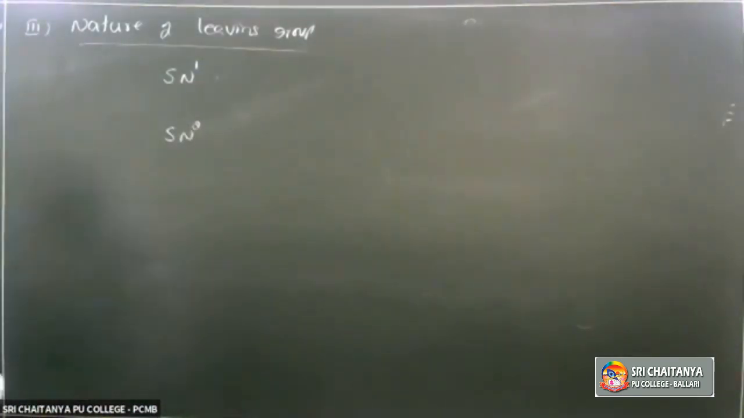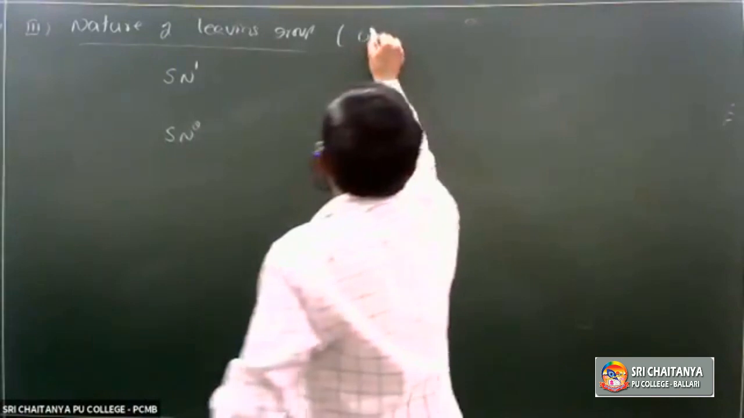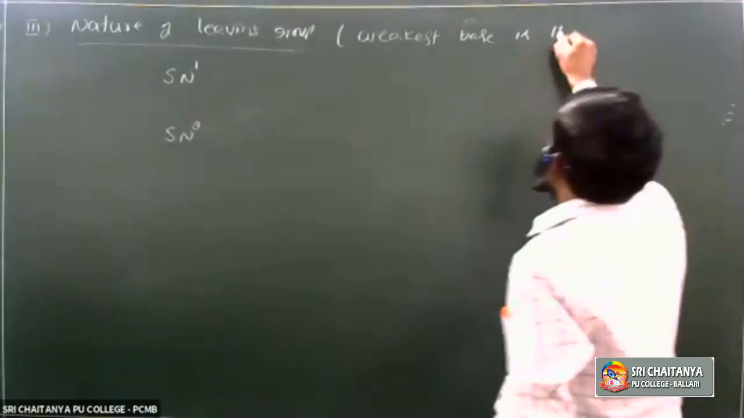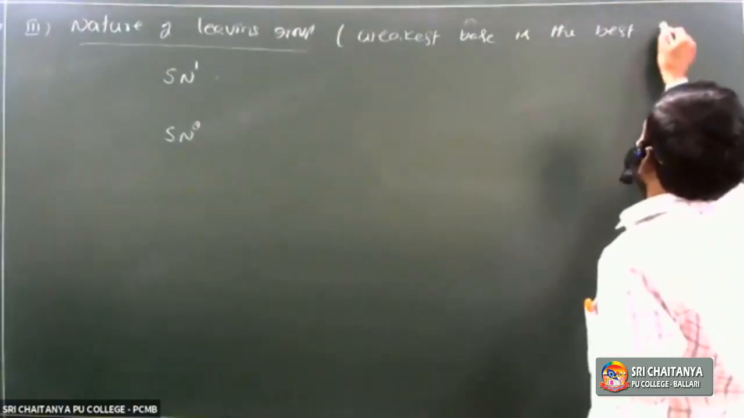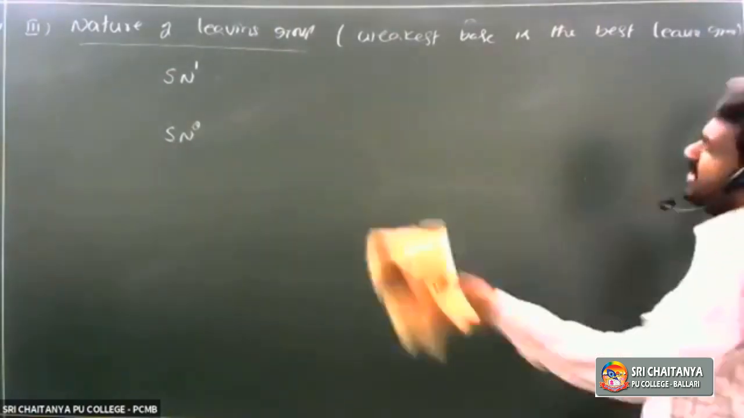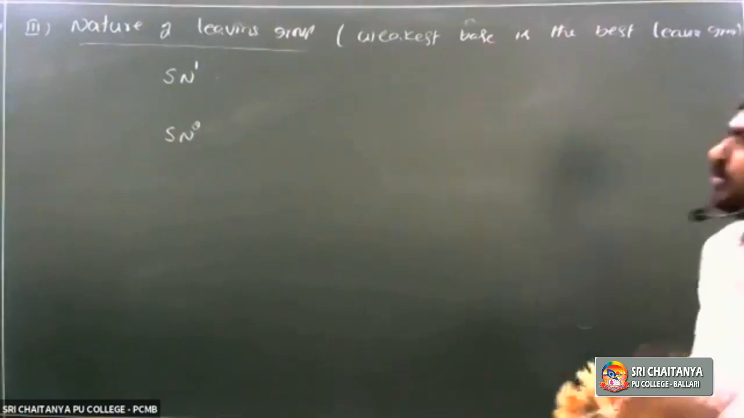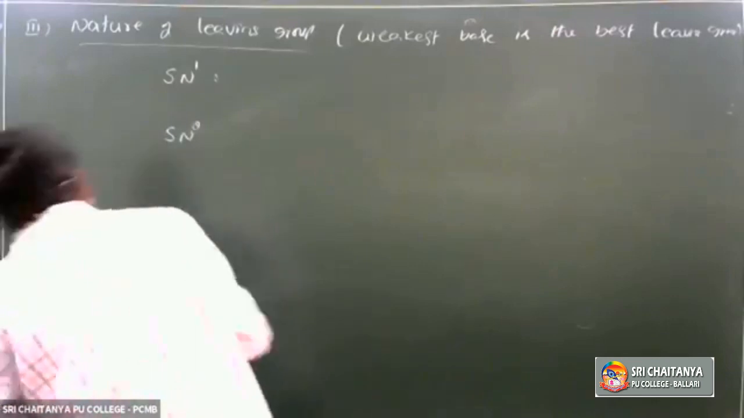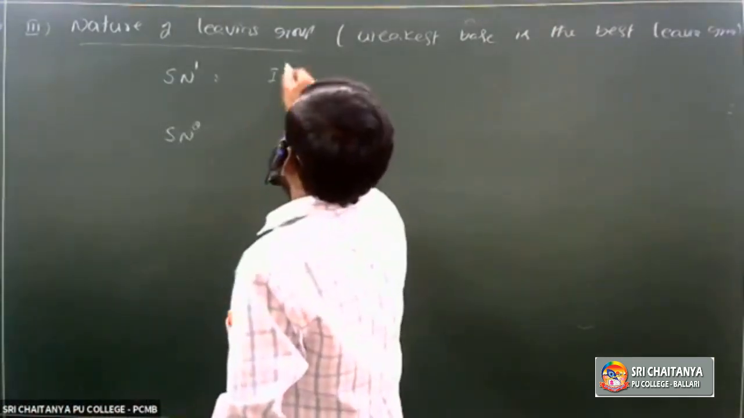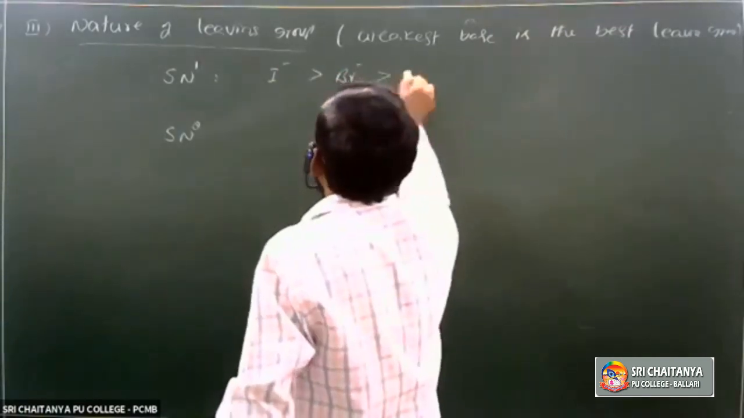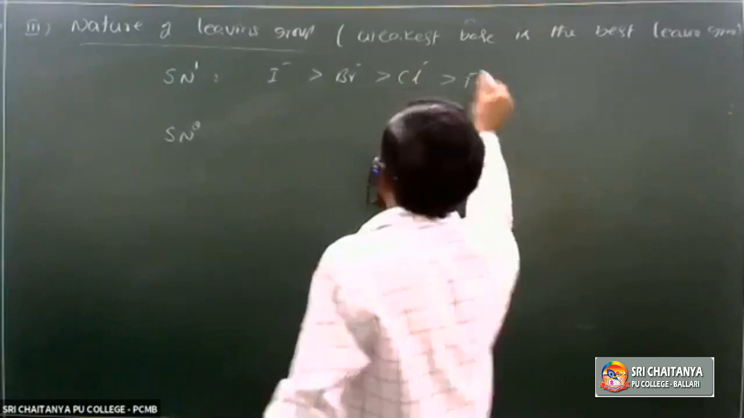The weakest base is the best leaving group. Best leaving group means it can easily leave from the alkyl group. So in the case of SN1 reaction, among halides, I minus is the best leaving group, then Br minus, then Cl minus, then F minus.